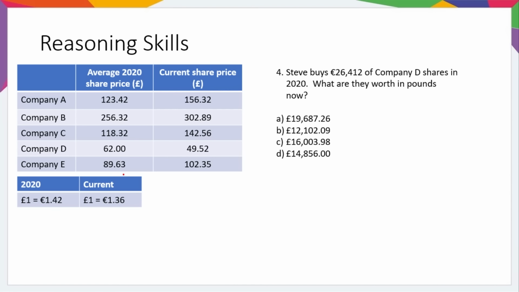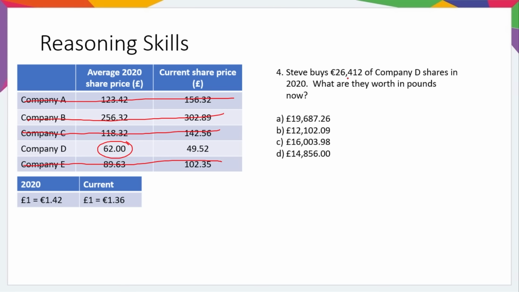So for question number 4, we've been told that Steve buys 26,412 euros of Company D shares in 2020, and we need to work out what they're worth in pounds now. Obviously, we haven't used the conversion table yet, so it's going to be coming into effect in this question. So the problem is we know how much Steve's shares are worth, but we don't know how many shares he has. First of all, we know we're talking about Company D, so we can forget all the other rows completely. We're just focusing in on Company D.